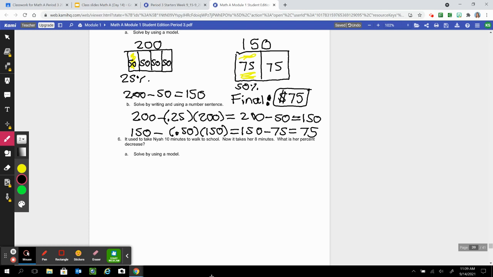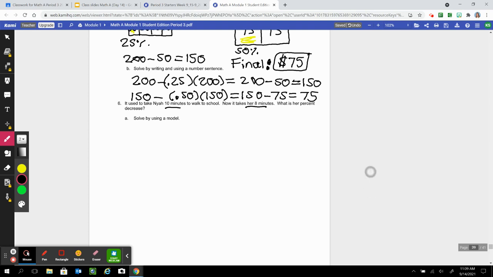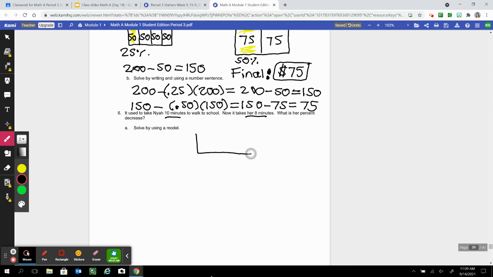Number 6 says, it used to take Naya 10 minutes to walk to school, and now it takes her 8 minutes. What is her percent of decrease? So we can solve it using a model. We started with 10 minutes, and now it takes her 8 minutes to get to school. So we're going to start with 10 minutes, and I'm going to divide this up into equal parts of 2. 2, 4, 6, 8, 10.